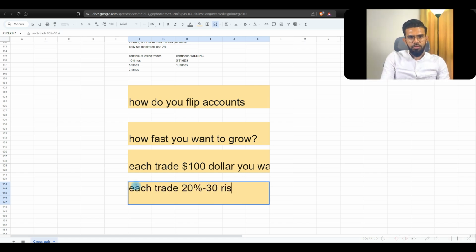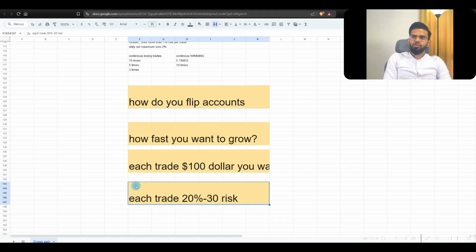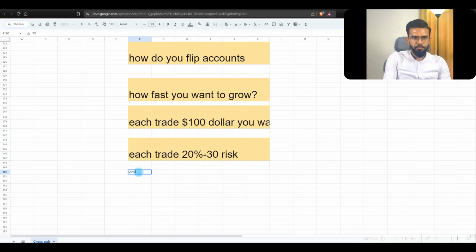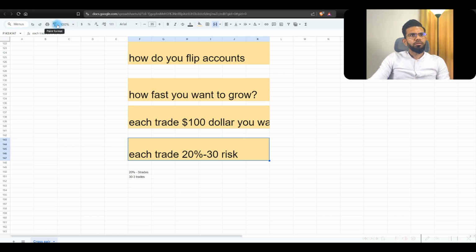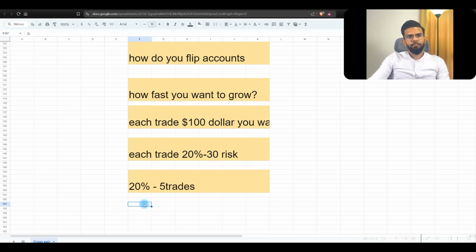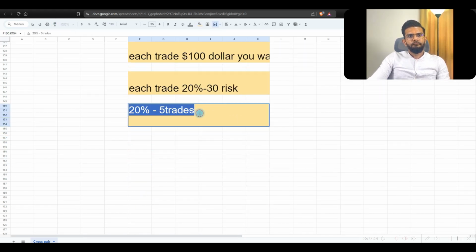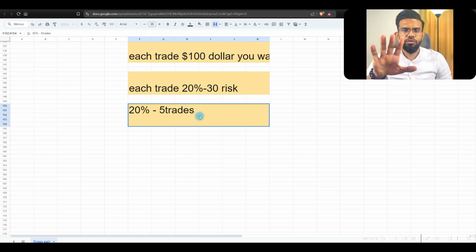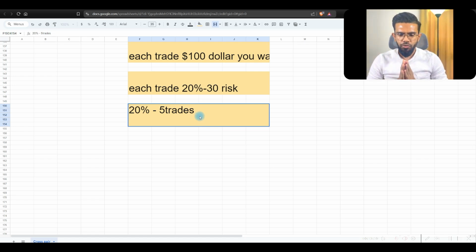Why I say 20 to 30% is so that within 4 or 5 trades, you can flip your account. If you risk 20%, you need 5 trades. 30% is around 3 trades for 90%. So this is how you're going to flip your account. But if you lose 5 trades, you're going to blow your account. You need to know that also. It's only 5 losing trades to lose the entire account.